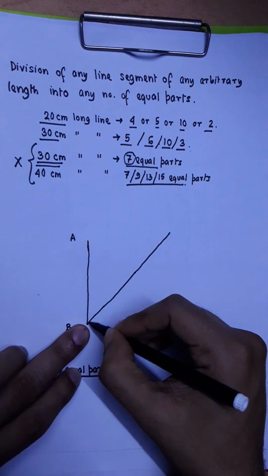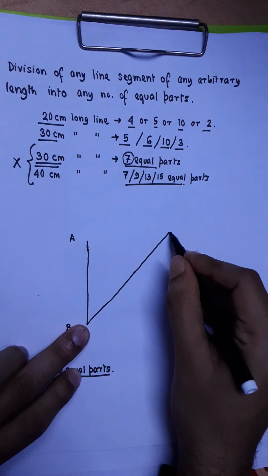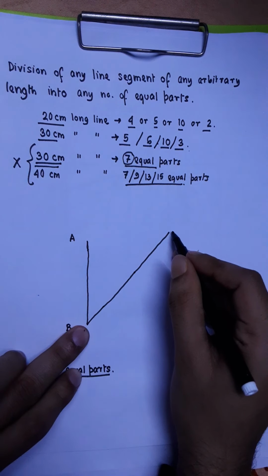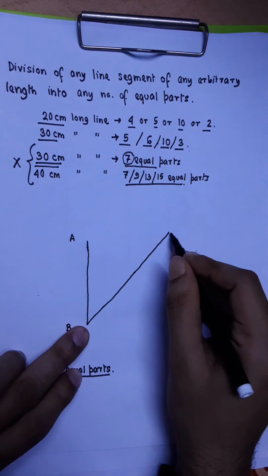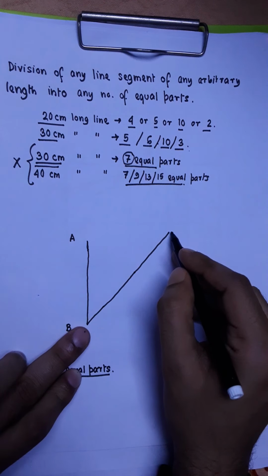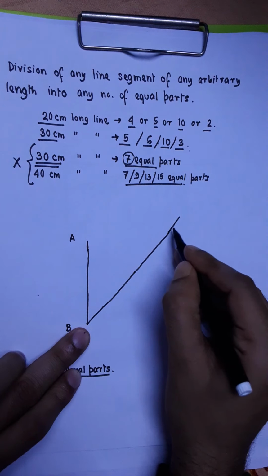Or what you can do is, you can make the length of this line an integral multiple of 5. For example, you make the length of this line 30 centimeter or 15 centimeter. Then by using the ruler, you can divide this line into 5 equal parts. So first you divide this new line into 5 equal parts.